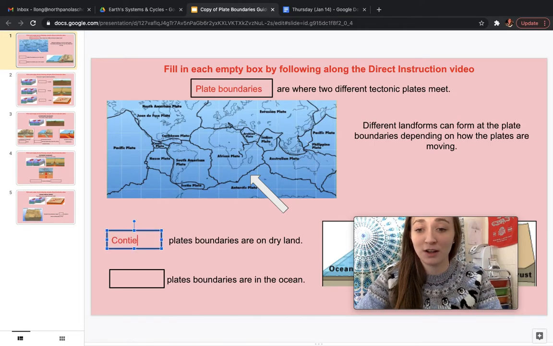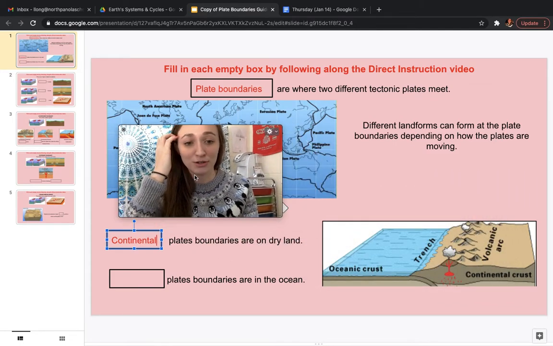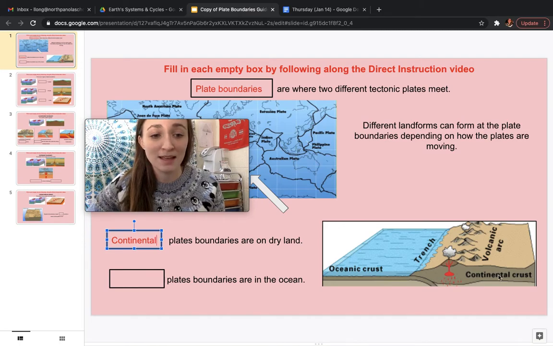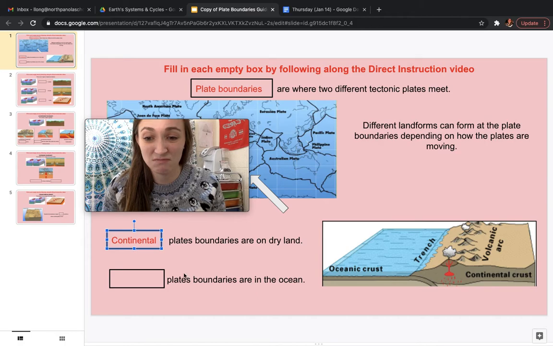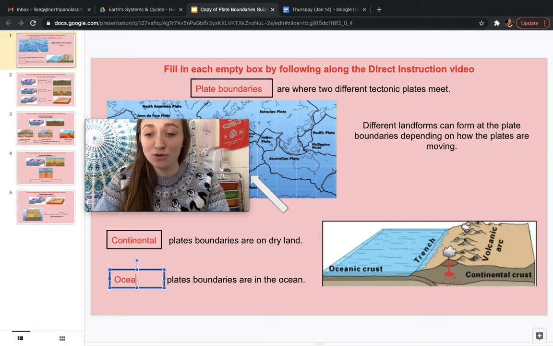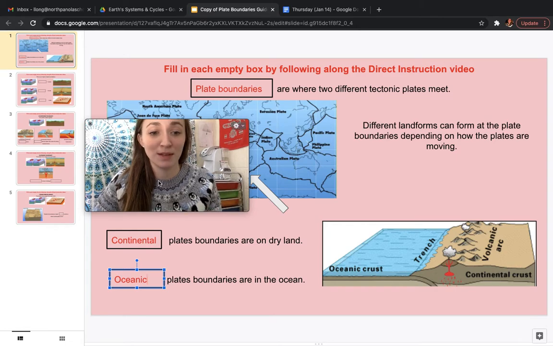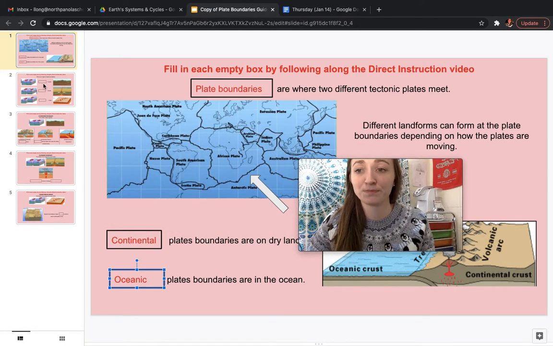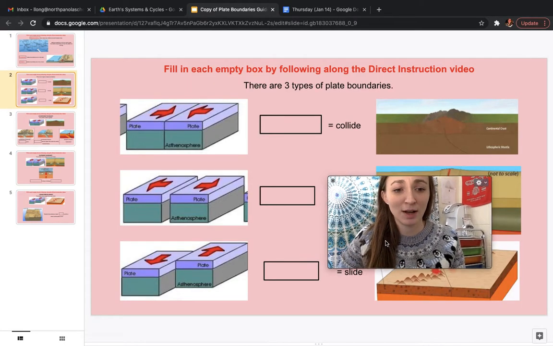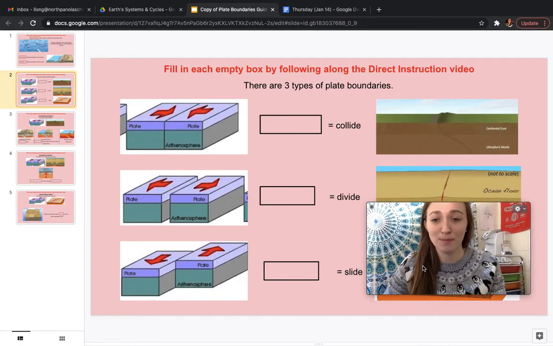First, you can have continental plates. If you see a continental plate, all that means is that plate is on dry land. It's on a continent. Pretty easy. And the opposite of that is an oceanic plate. Just like it sounds, it's in the ocean. So continental, dry land; oceanic, the plate is in the ocean. Okay, so let's talk about these three different types of plate boundaries and what they're going to make.